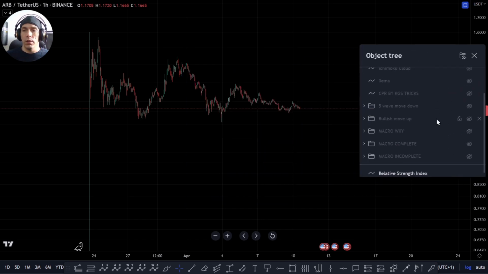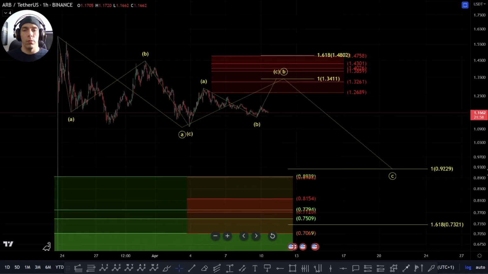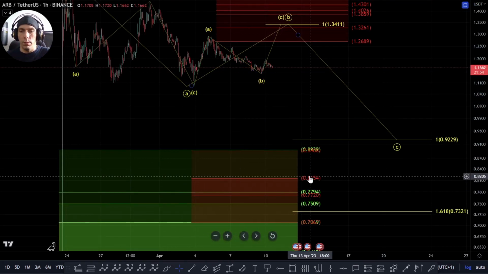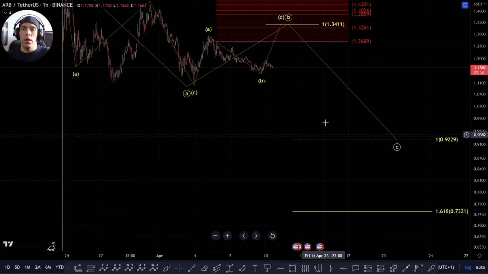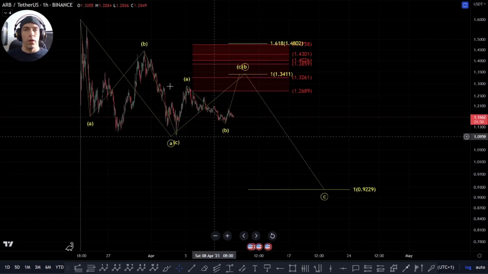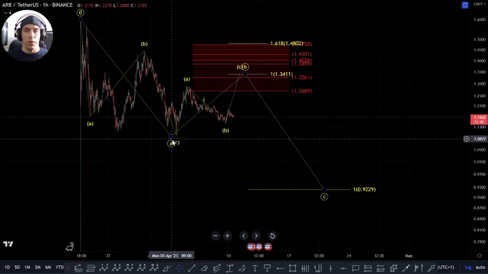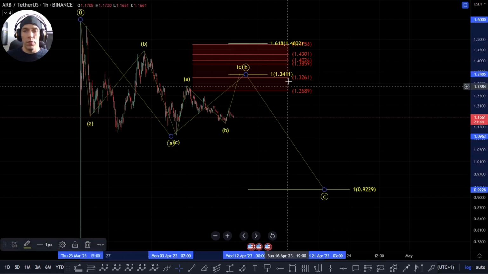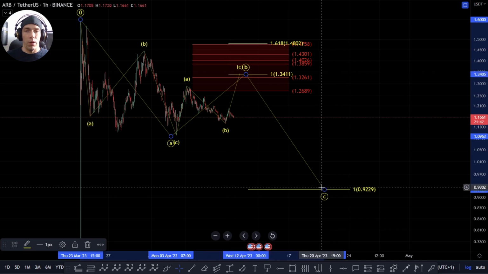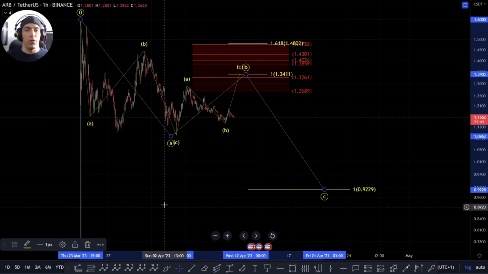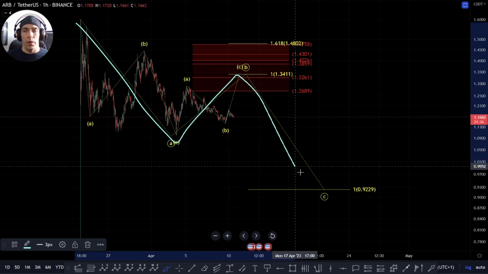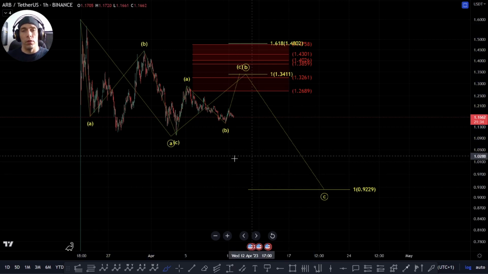Okay, so basically, I'm going to go over a couple of the macro things I'm looking for here. There is the potential we could see something like this. Let me remove these boxes lower down here. What we could see is that this whole move is an A wave, and then we could be within a B wave move to the upside, and then look for this C wave to the downside. So this would be one of the bearish scenarios where this whole move is A, looking for a B, and then looking for the C wave to the downside.